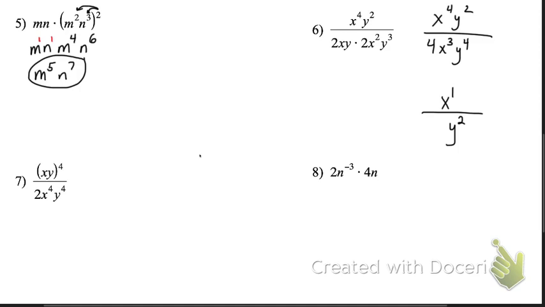And then finally, okay, so I've taken care of my x's, I've taken care of my y's. The only thing left is I got to figure out where the 4 goes. So the 4 is going to stay in the denominator. And then my final answer, instead of having x to the 1st, I'm just going to write it as x.